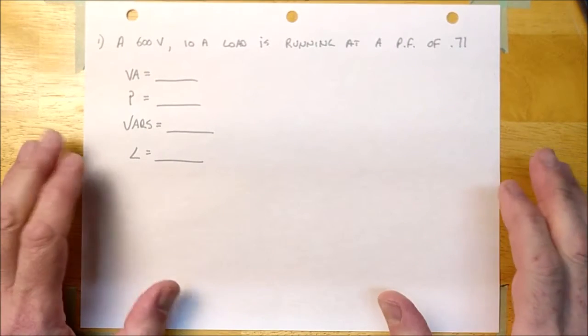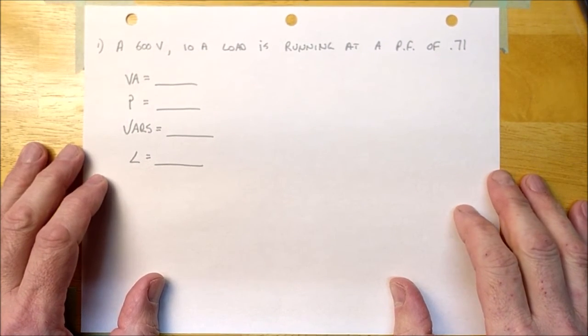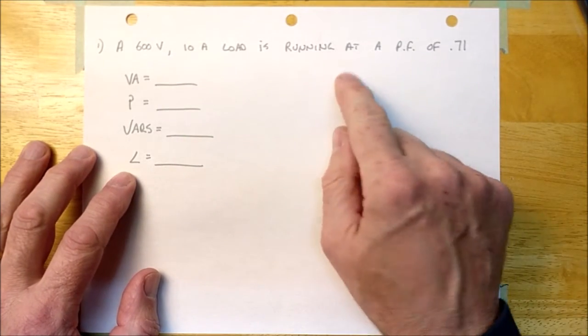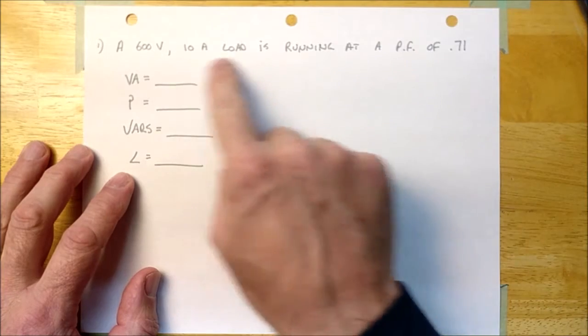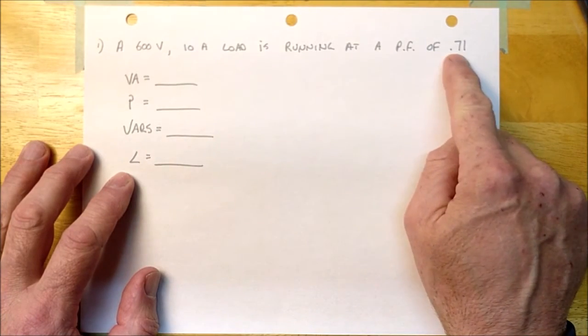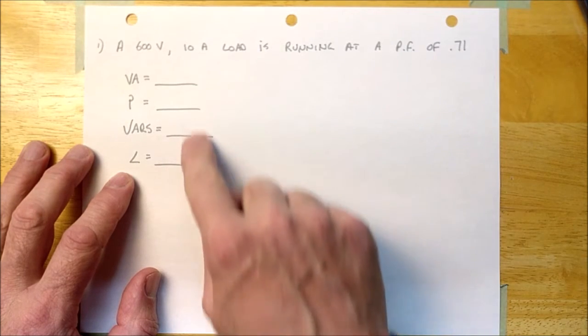We're going to do a couple of questions here and make sure we can calculate the VA, the power, the VARs, and the phase angle of this weird circuit right here. Now the funny thing about this is we don't know anything about it, okay? It says a 600 volt 10 amp load is running at a power factor of 0.71 and it's expecting us to calculate all these things about it.